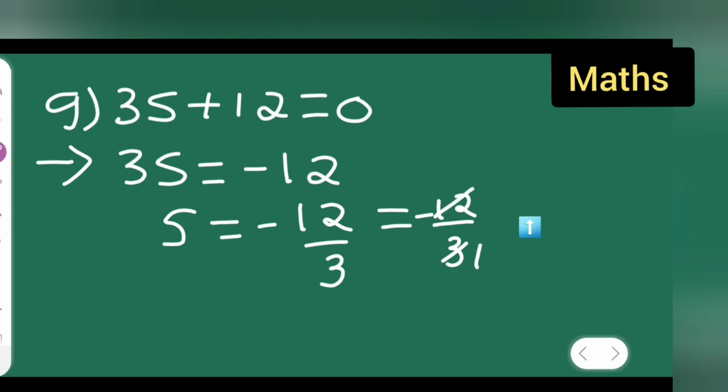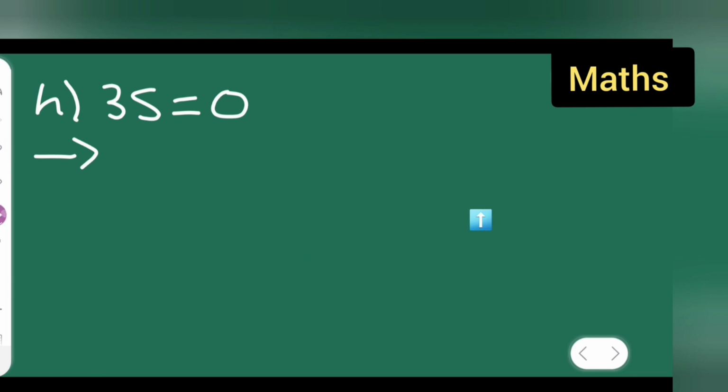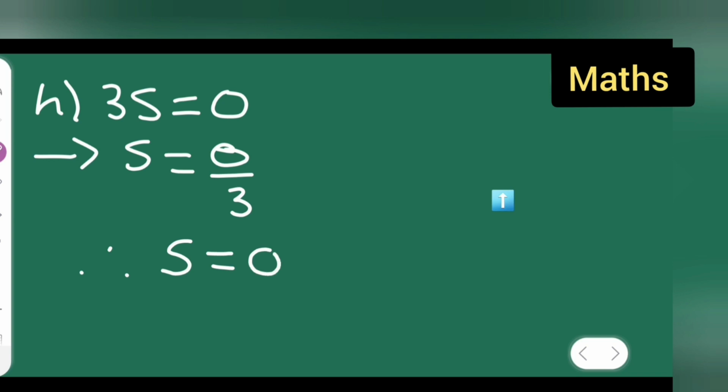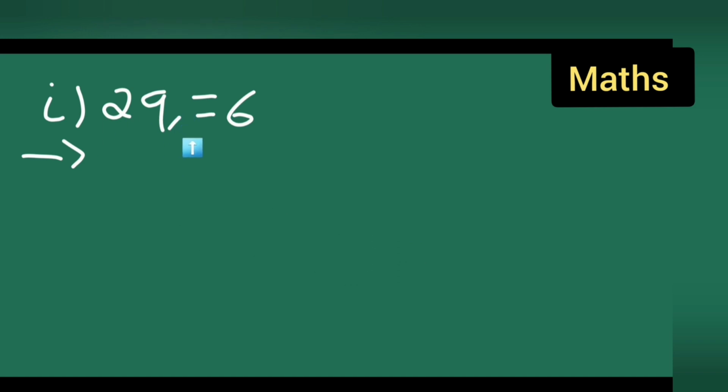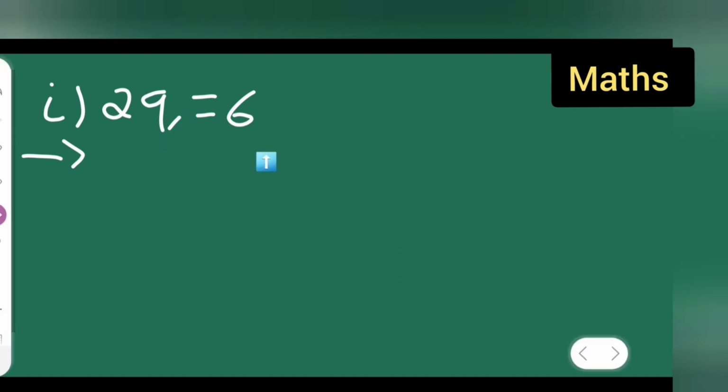So 3 ones are 3, 3 fours are 12. So what is your answer for G one? It will be S is equal to minus 4. Okay. Next, moving towards the H. 3S is equal to 0 is given, right? So it will be what? S is equal to 0 upon 3, which is nothing but therefore S is equal to 0 upon 3 is 0. Okay. Next is I. So next is 2Q is equal to 6.